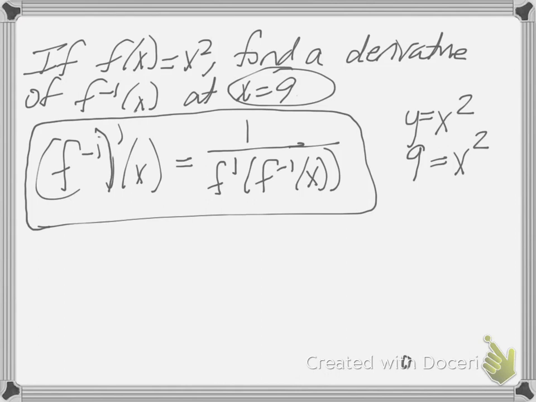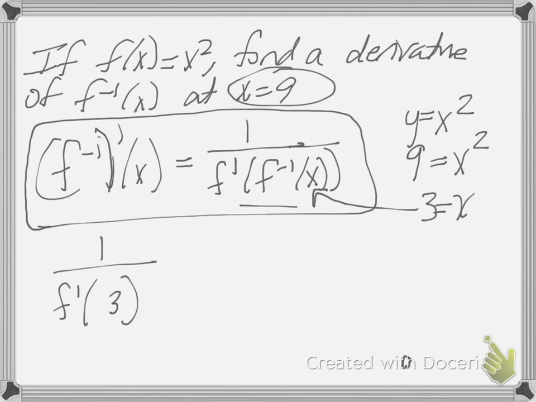So what does x have to be? When you square it, you're going to get 9. X would have to equal 3. So you're going to take that 3 and put it in over here, because that's the corresponding point. Okay, so we have 1 over f prime of 3. So this f inverse of x is this 3.